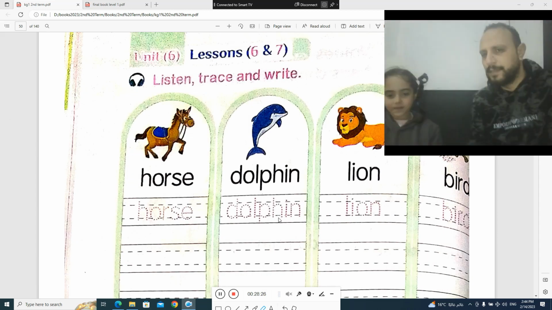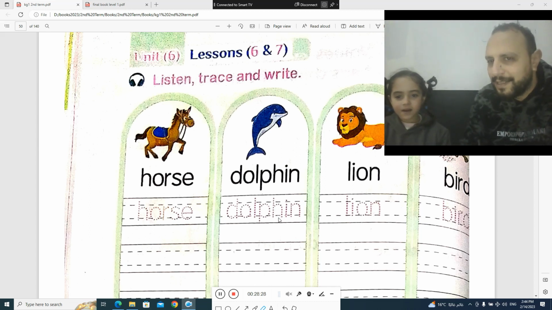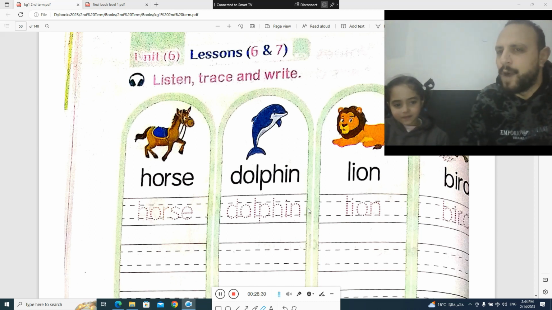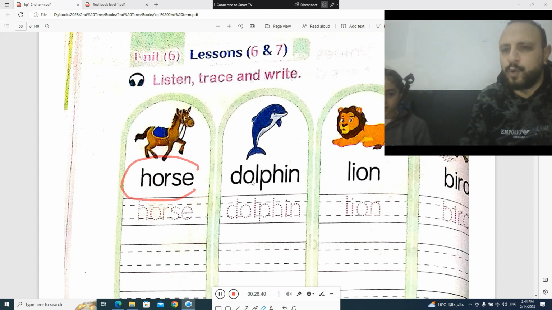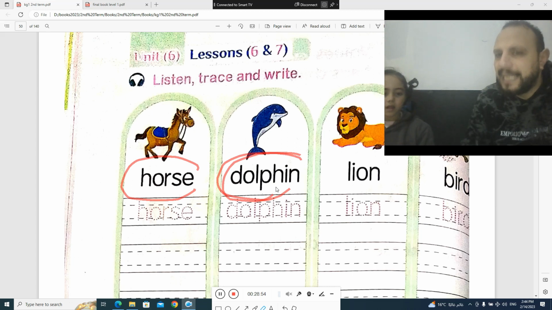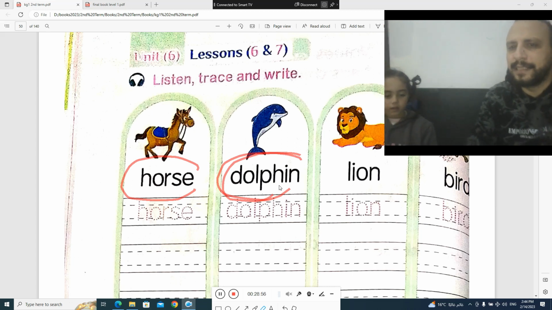Hello, what's your name? Cookie Karma, my dear. How are you? Great. What grade are you in? I'm in KG1. Let's read. What's that? It's a horse. It's a horse. Clever Cookie. What's that? It's a dolphin. It's a dolphin. Very clever.